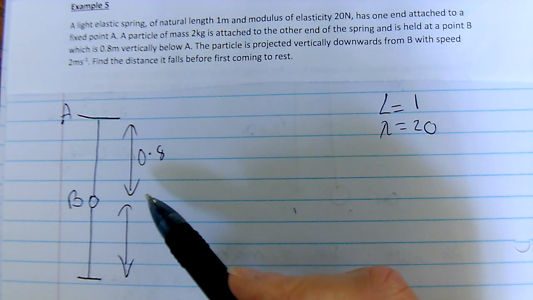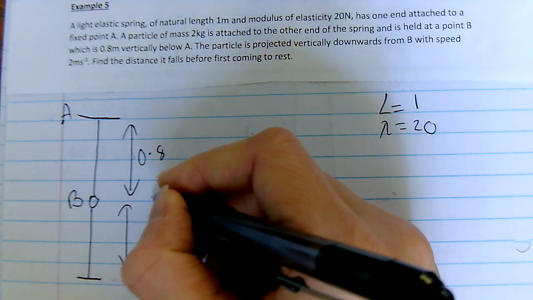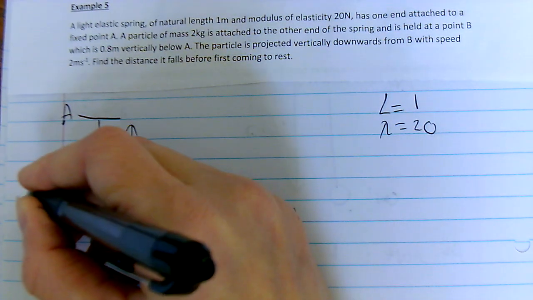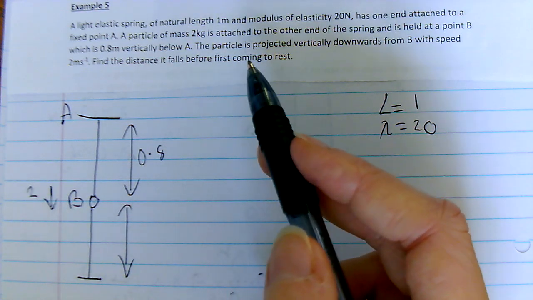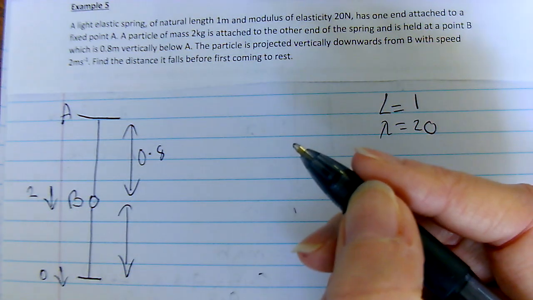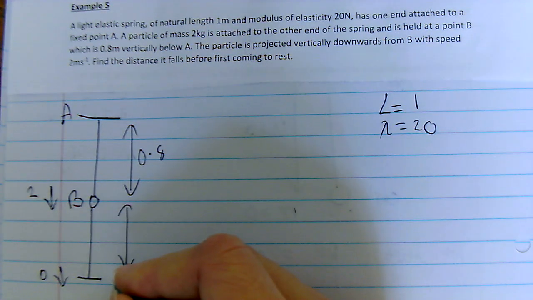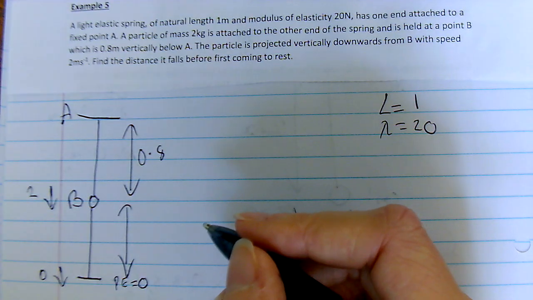The particle is projected vertically downwards from B with a speed of 2. So from here, it's projected down with a speed of 2. Find the distance it falls before first coming to rest. So if we say this is where it comes to rest, then the speed must be 0 at that point. We'll also take this as our place where potential energy is going to be 0.